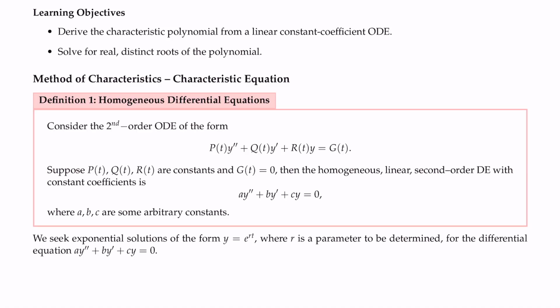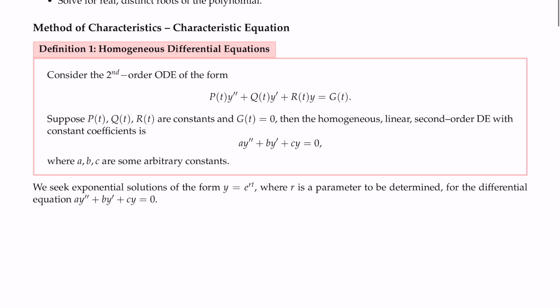And more specifically, we're going to focus on this type of equation, where A, B, and C are just some arbitrary constants. Of course, it depends on the problem that you're working with, and you have different values for A, B, and C. So we seek an exponential solution of the form y equal to e to the rt, where r is a parameter that will be determined later, for the differential equation a times y double prime plus b y prime plus c y equal to 0. You may wonder, where is y equal to e to the rt coming from?